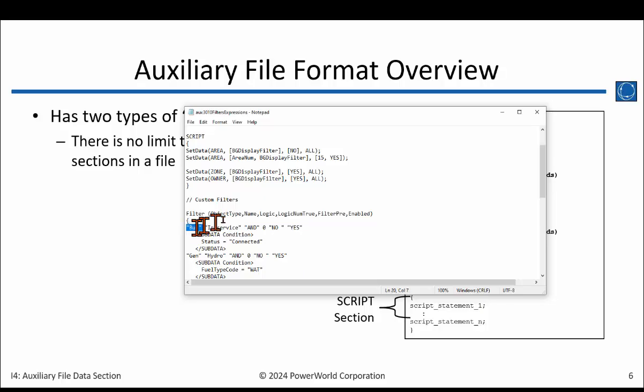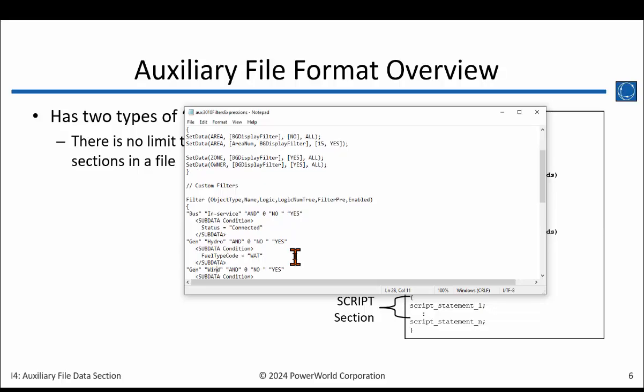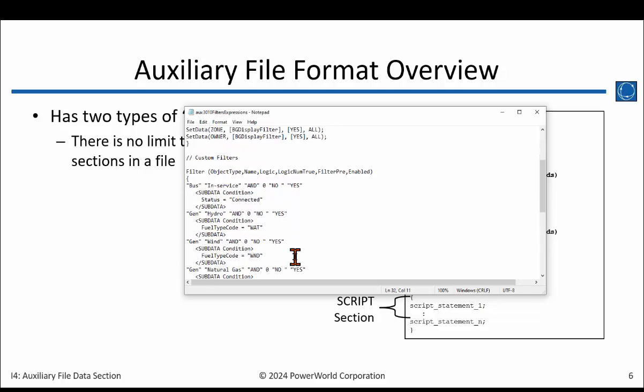And so this first filter has an object type of bus. It has a filter name of in service, Boolean logic of and then some other fields right here. And then the conditions are listed as subdata.